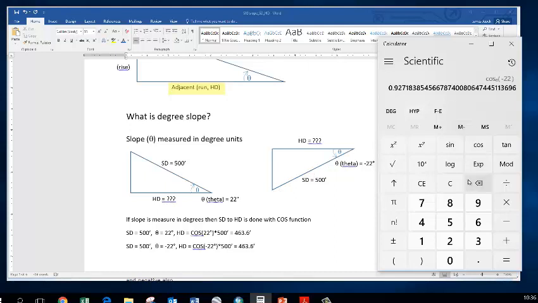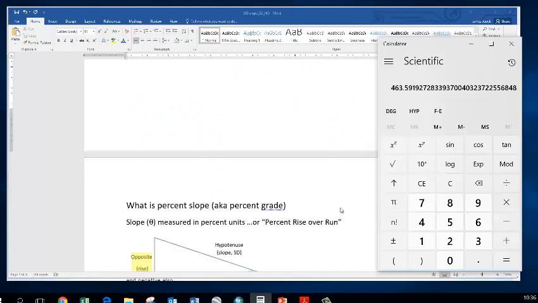That's all it's saying. And so now I multiply that by my slope distance, 93% of 500, is 463.6 feet. Again, it's the same horizontal distance. Kind of cool to think about.